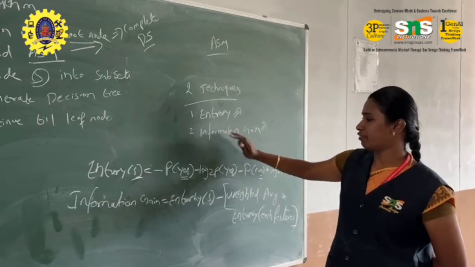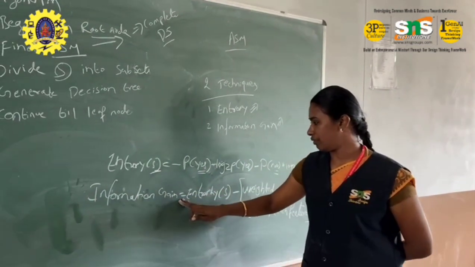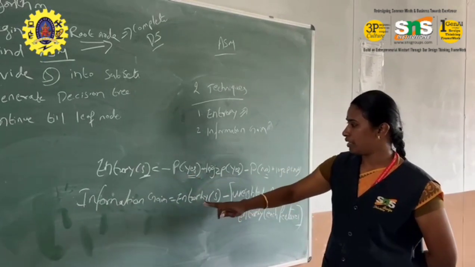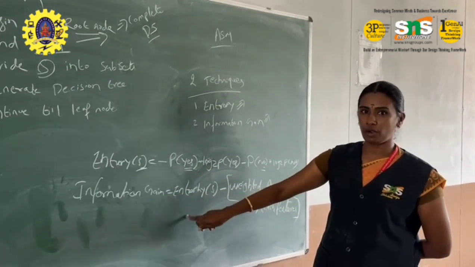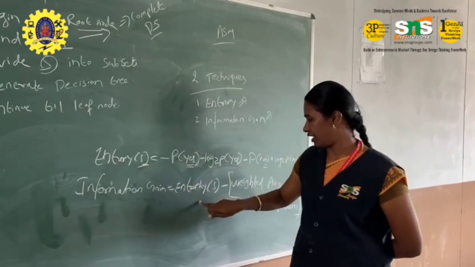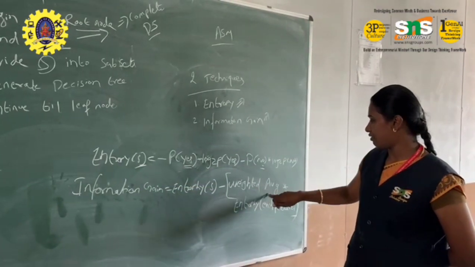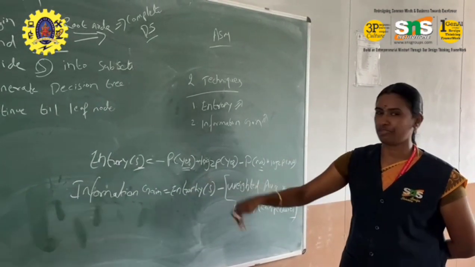And the information gain formula is: information gain equals entropy of S, because I already told you that information gain is the measurement after the entropy, minus the weighted average into the entropy of each feature.